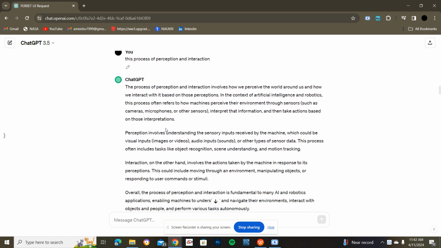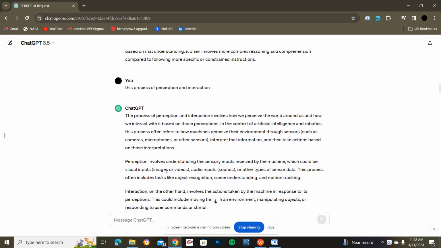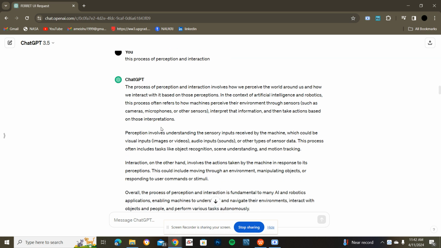Now let's look at this line. In this process, perception and interaction are two very important terms. The process of perception involves how we perceive the world around us and how we interact with it. Perceiving is like sensing. You are getting heat on your skin, so that is perception, or you are looking at something, that is perception. But if you remove your hand from a very heated object, that is interaction. Or if you see some danger and you take a gun or raise your hand to defend yourself, that is interaction. So this is something like that.